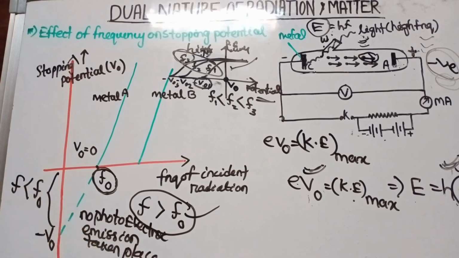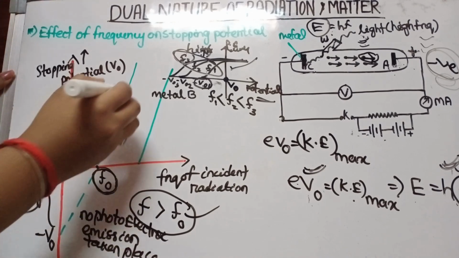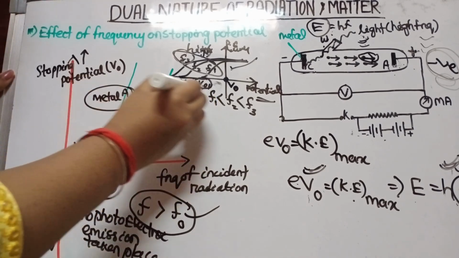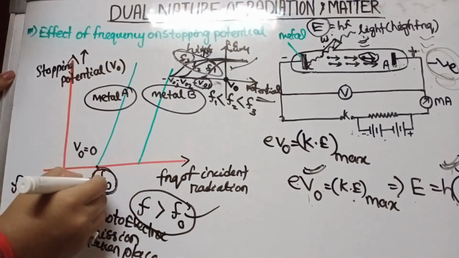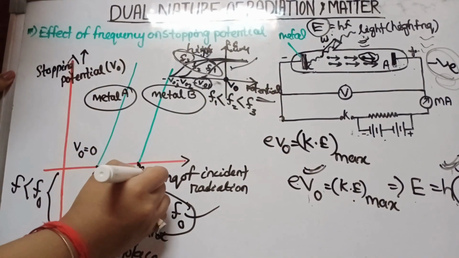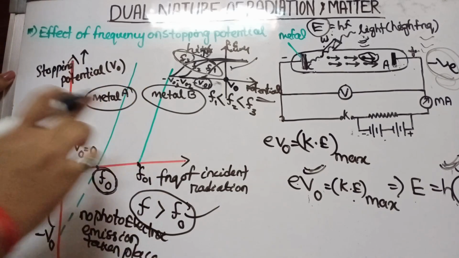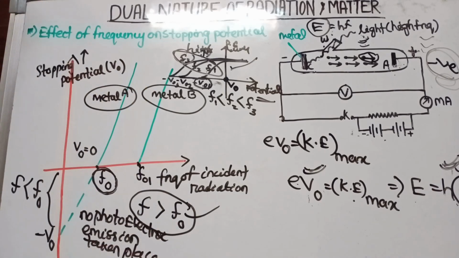Clear, student? And here is an important phenomenon: for different metals, the threshold frequency is also different. Here F0 and here F01. The threshold frequency is different. Okay, student? This is the condition. In the next video, we will discuss Einstein's photoelectric explanation.